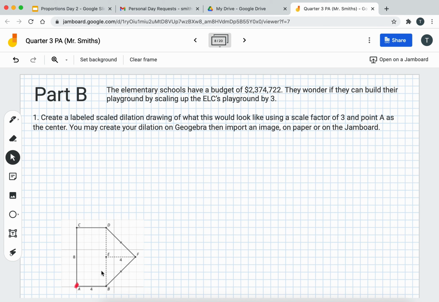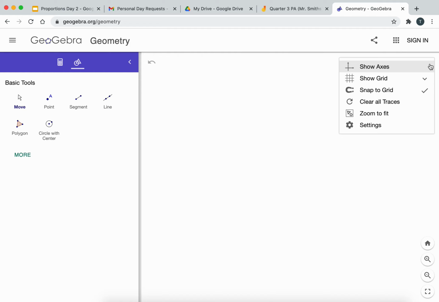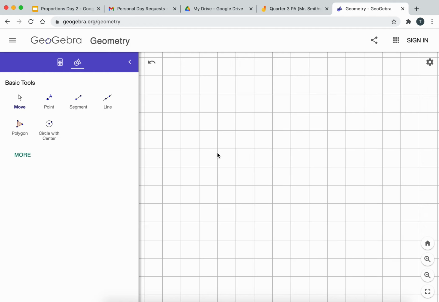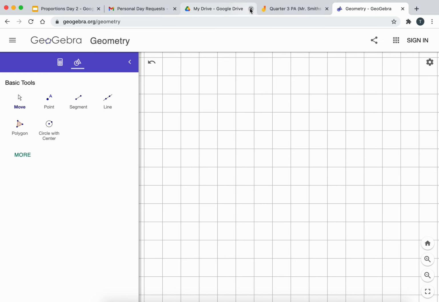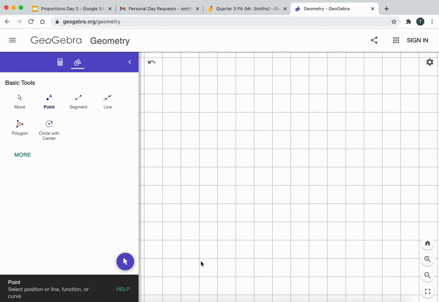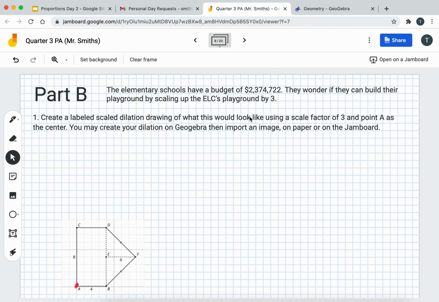So, I'm going to recreate this ELC playground in GeoGebra. Now I'm going to create the diagram for the ELC playground. I'm going to show major grid lines, and then I'll plot my points. I'm going to go back to the QPA to figure out where the points are again. So A, and then B is 4 to the right. C and D. Okay. C is 8 above A, 3, 4, 5, 6, 7, 8. D is right here. E is in between, and F is right there.